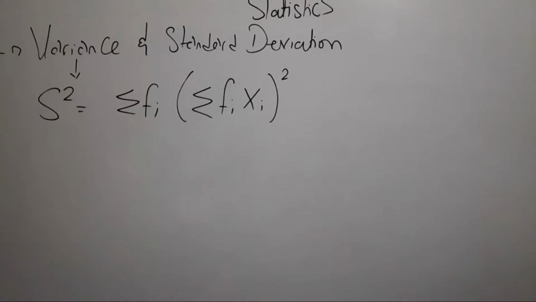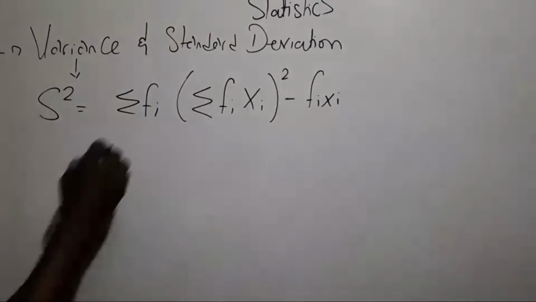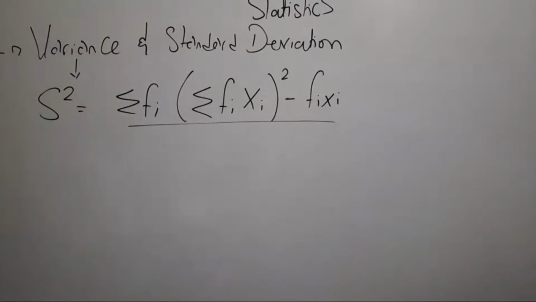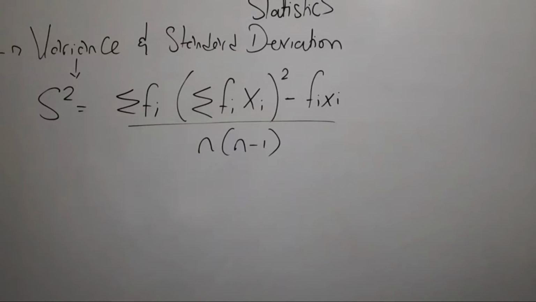Then we have it minus, are we good, minus fi xi, then we have all over n, into bracket n minus 1. Then we have our formula.